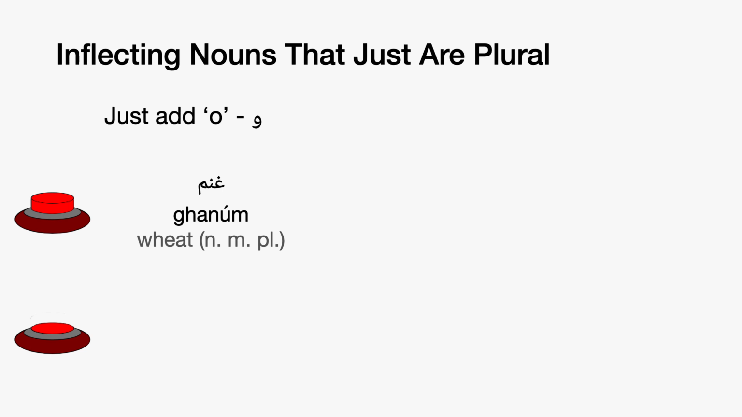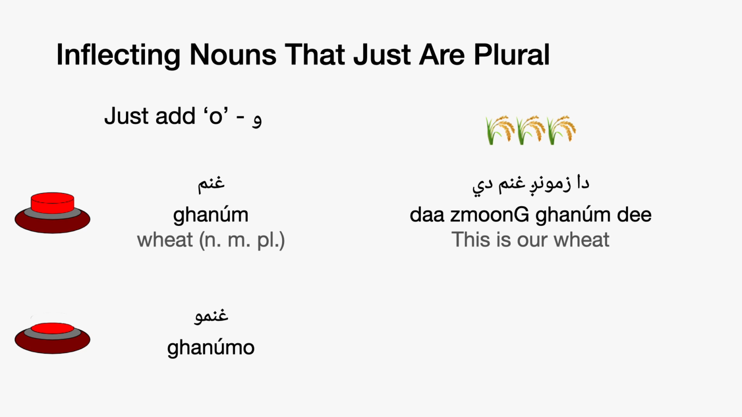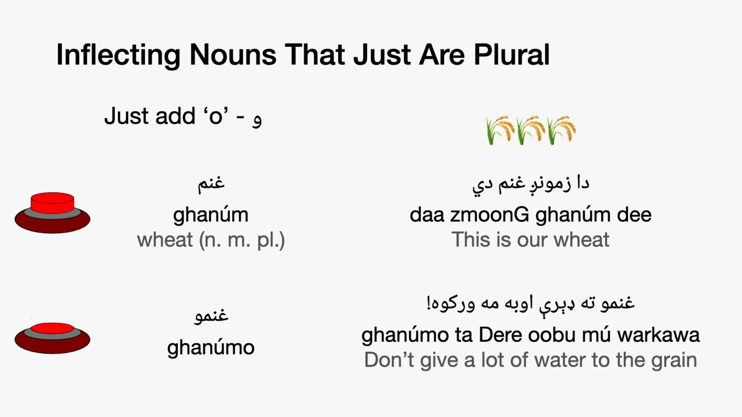Ghanam, wheat, that is also a plural noun. And so when we inflect that, it's going to be ghanamo. So, das mung ghanamdi, this is our wheat. But if we use the wheat in a sandwich, then we would say, ghanamo tardiri ubamo warkawa. Don't give a lot of water to the grain. Notice here, ghanamota is a sandwich, ta is sandwiching up with that word ghanam, and so we have to inflect it to ghanamo. Also remember that uba is feminine plural, so notice the dir for a lot of, diri, we have to say diri, uba, lots of water, and we're using the feminine plural inflection because water is feminine plural.